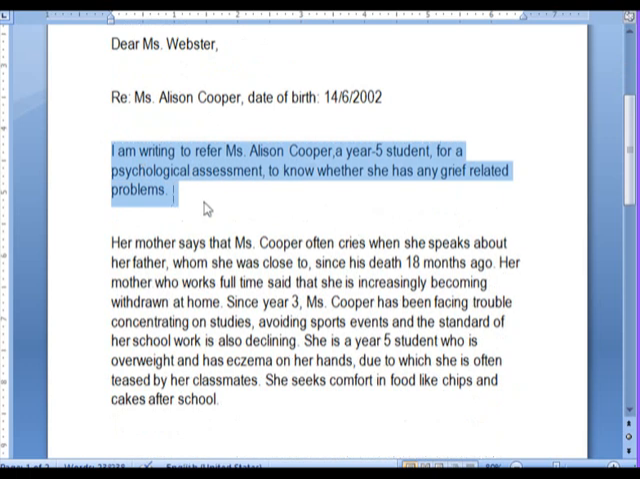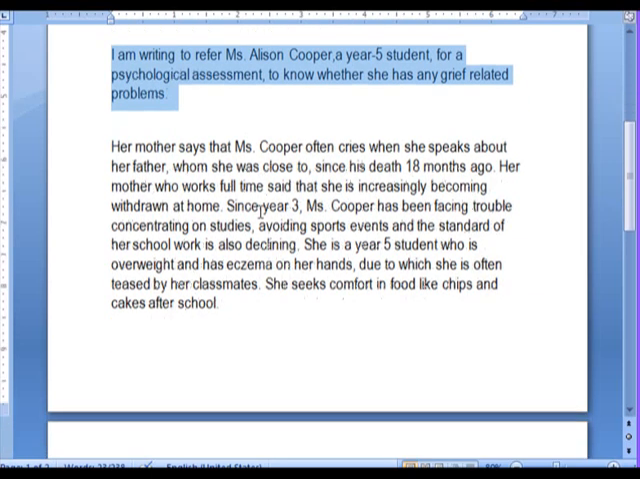So why are you writing this? I'm writing to refer Miss Alison Cooper. Who is Alison Cooper? She's a year 5 student. And why am I writing? For a school psychological assessment to know why she has any grief related problem. So I have written this in one sentence, but if you feel your grammar is not going to be proper if you write it in one sentence, then I would suggest you make 2 or 3 sentences, because you can make 2 or 3 sentences in your first paragraph.